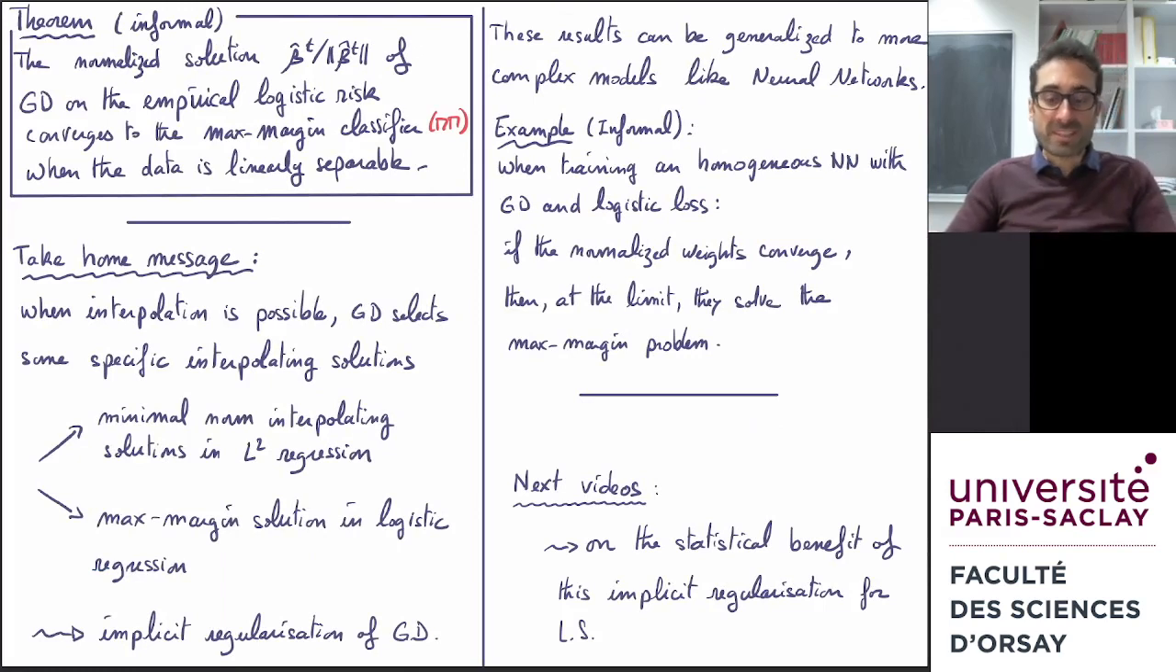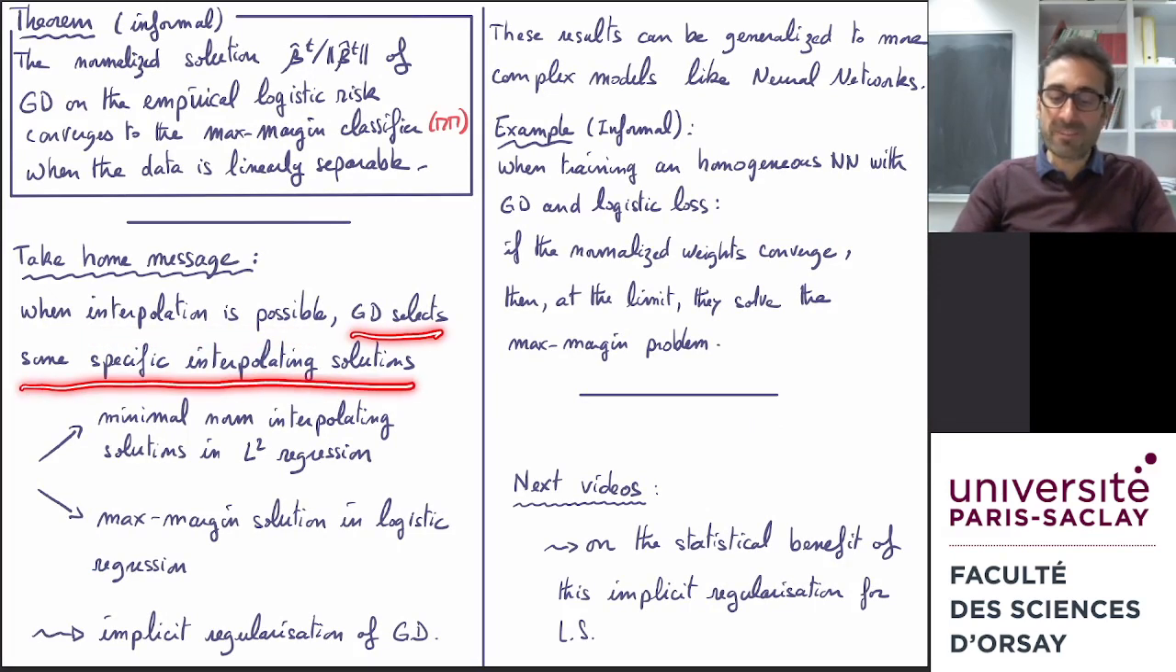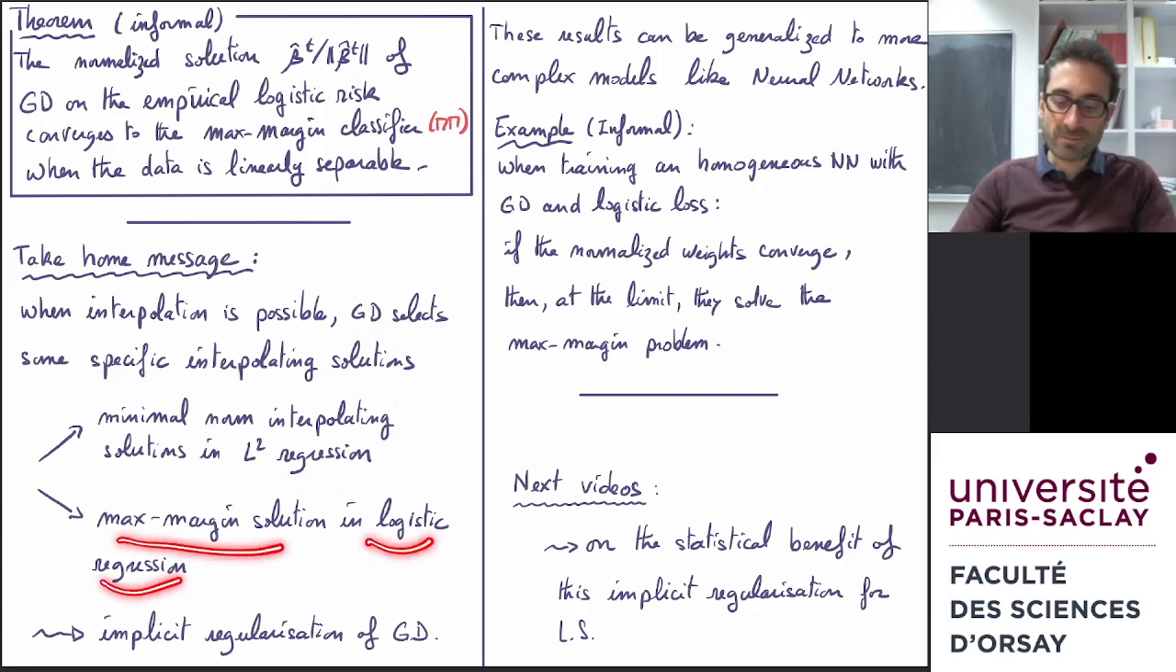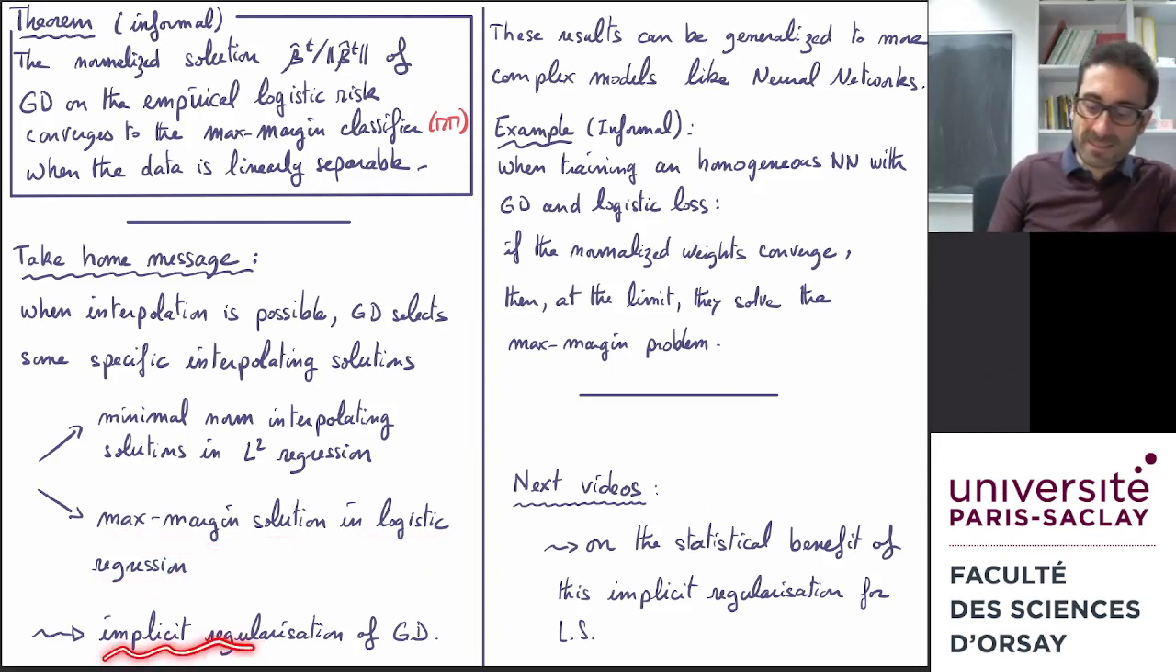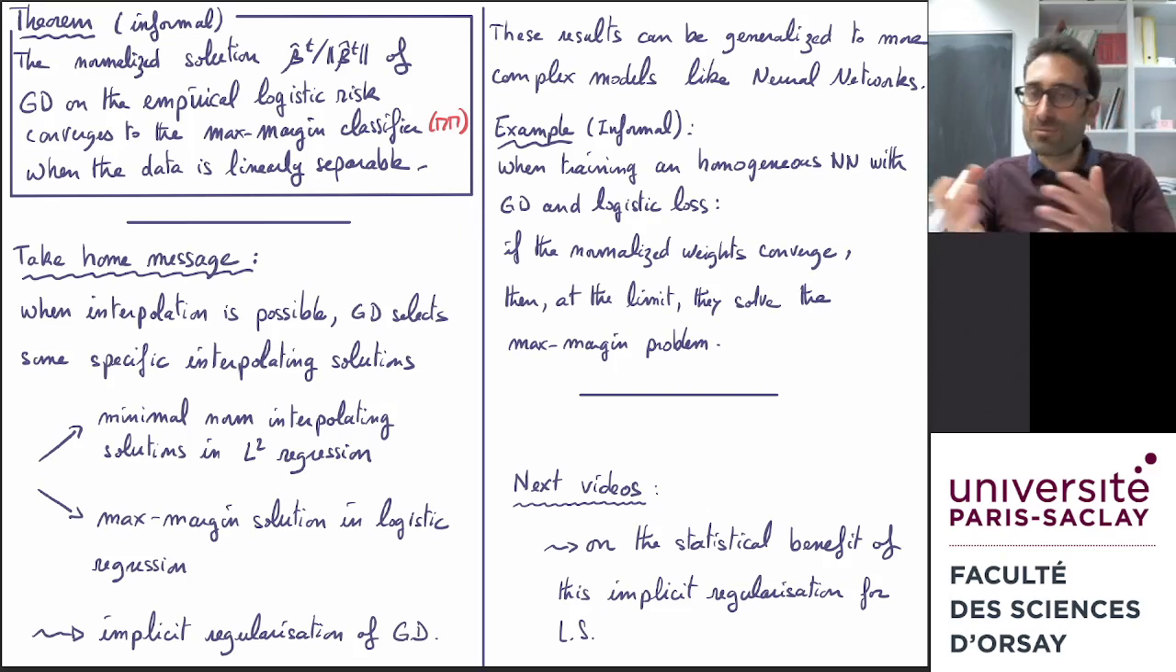So the take-home message so far is that when interpolation is possible, gradient descent tends to select some specific interpolating solution. For L2 regression, it is the minimal norm interpolating solution. And for logistic regression, this is the max margin solution. This is what we call the implicit regularization of gradient descent, or implicit bias of gradient descent. Here I only gave you two examples, linear regression and logistic regression.